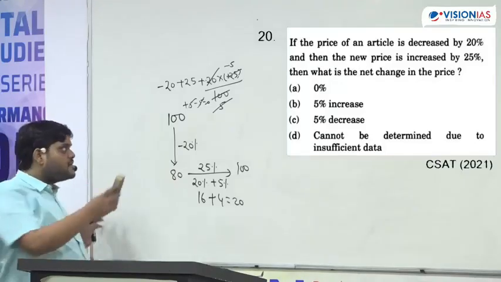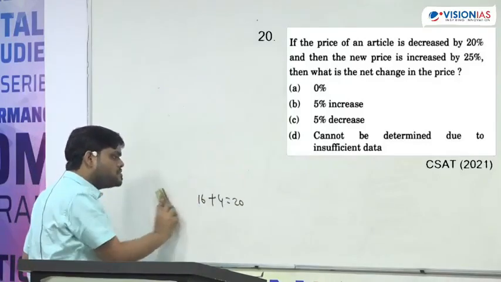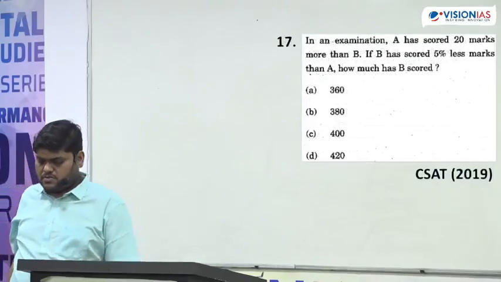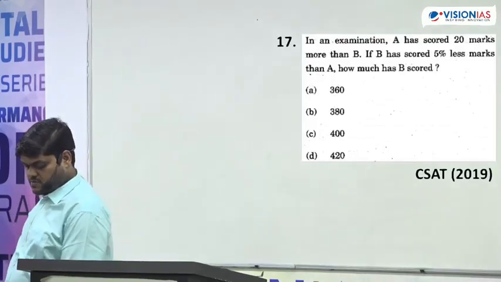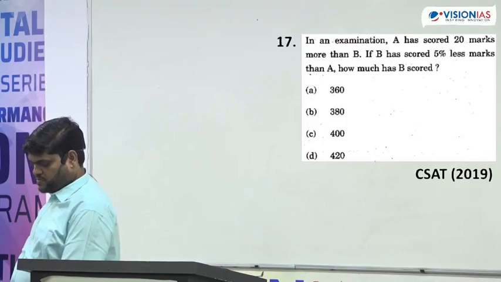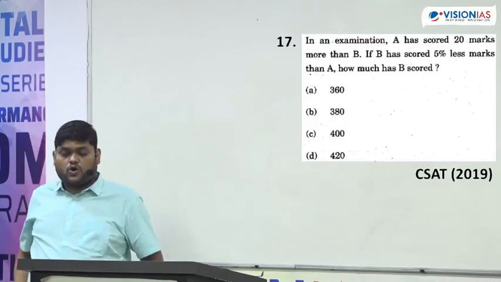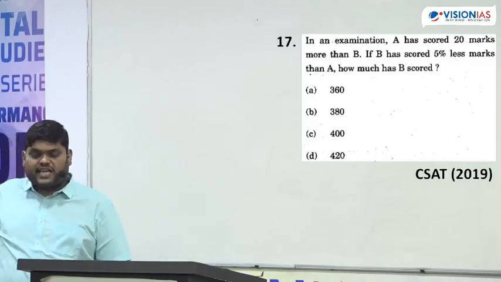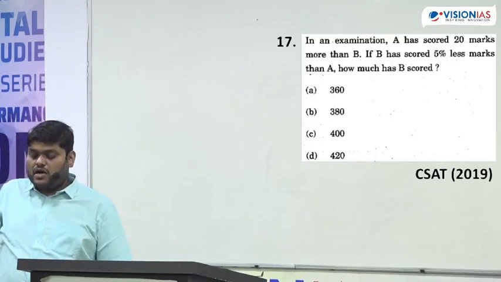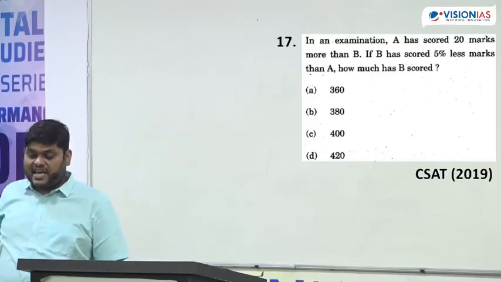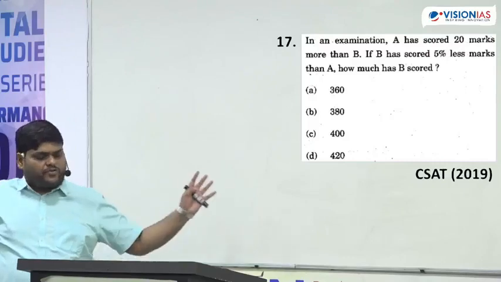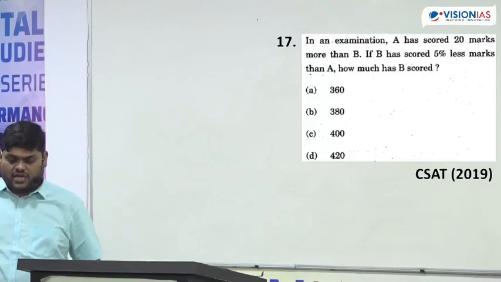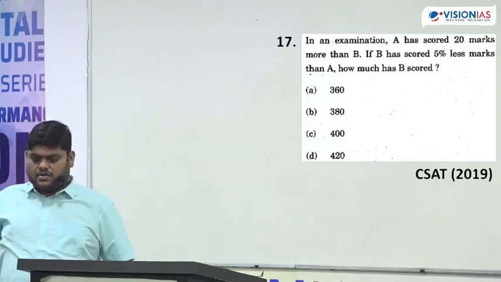Question number 17 is, in an examination, A has scored 20 marks more than B. If B has scored 5% less marks than A, then how much did B score? Same type of question which we have just taken. Just try to answer, it's a simple one.